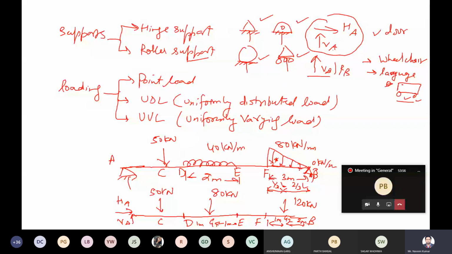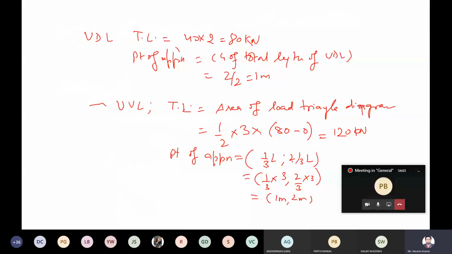This is the triangle here. For the triangle, CG is lying at a 2:1 ratio. You can say 1 by 3 and 2 by 3. So 1 by 3 of L and 2 by 3 of L. This is the point of application. So how do we have to take 1 by 3 and 2 by 3?